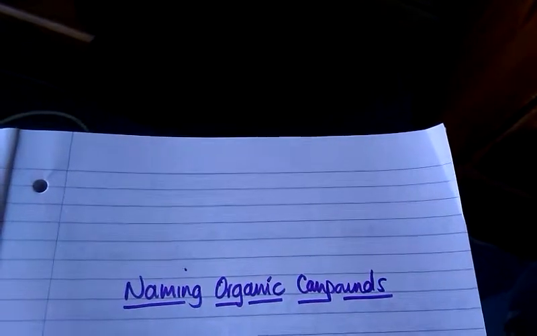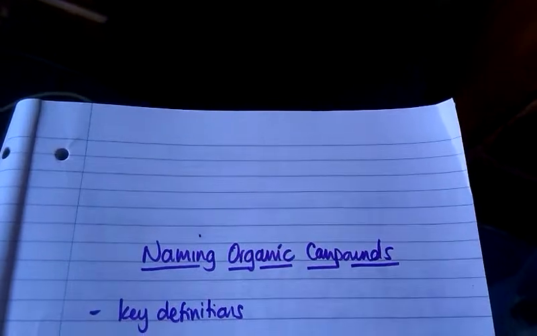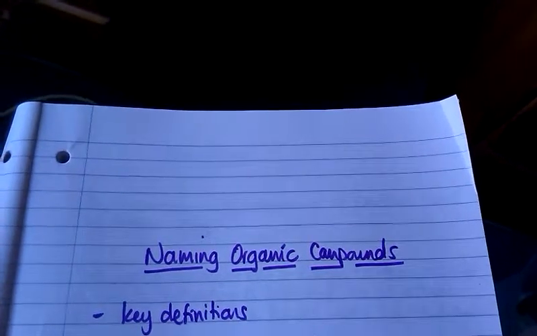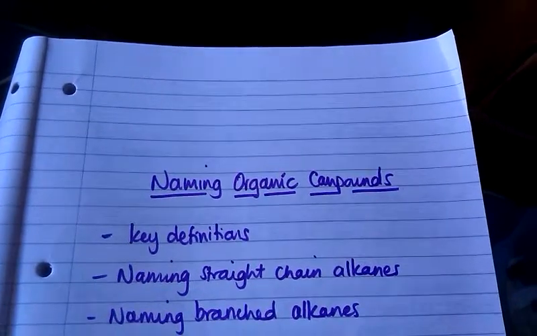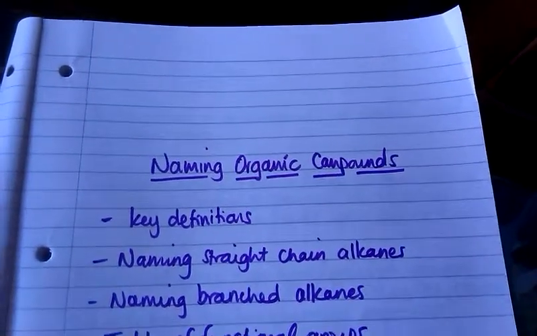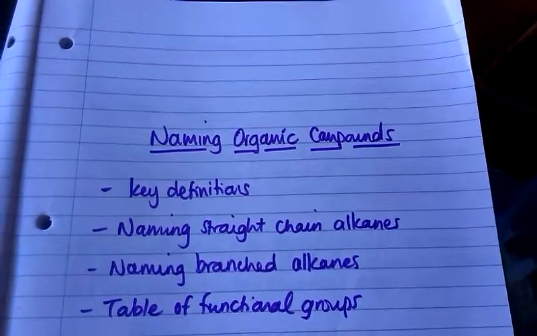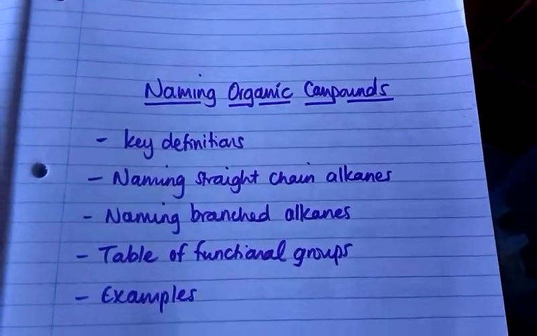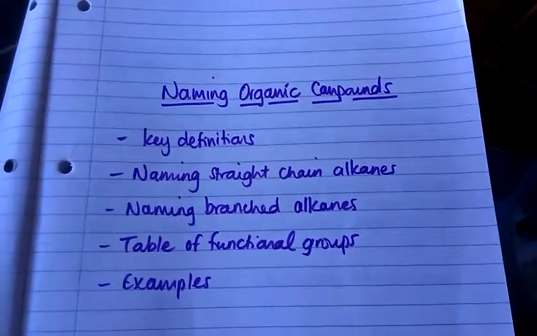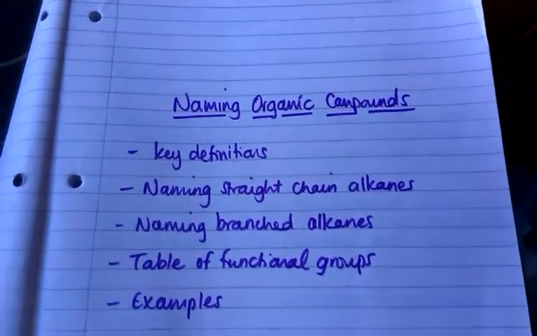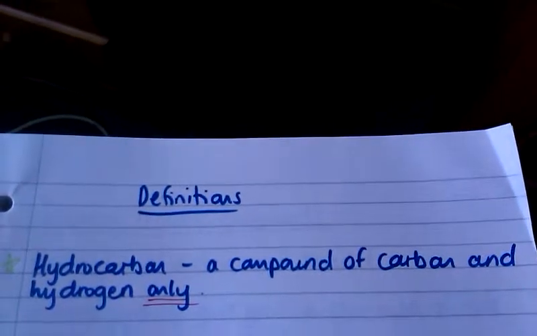This video is going to be on naming organic compounds. Firstly, I'm going to go through some key definitions that you'll need to learn for this section, and then I'm going to show you how to name straight chain alkanes and branched alkanes. And then I'm going to have a table of different functional groups that you might come across at A level. And finally, I'm just going to go through a couple of examples on how to name compounds that contain different functional groups.